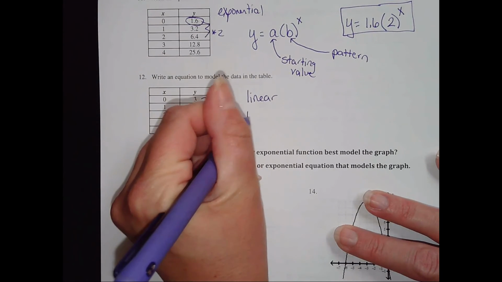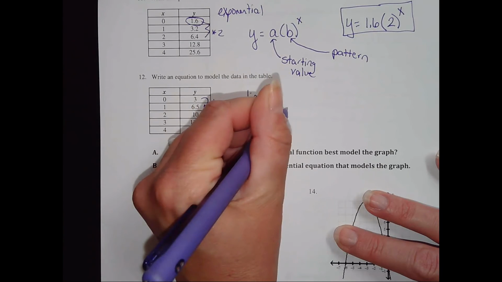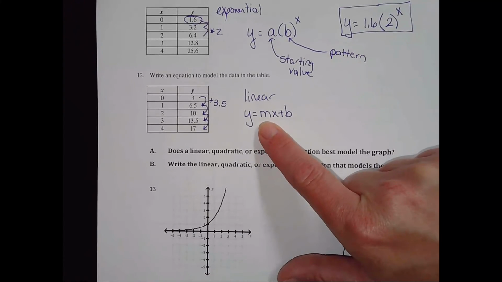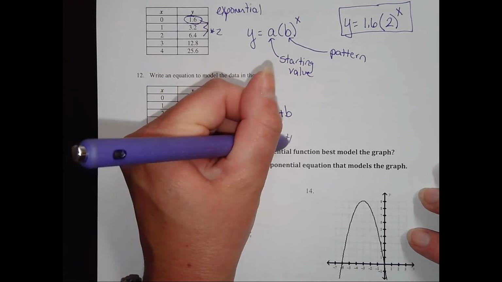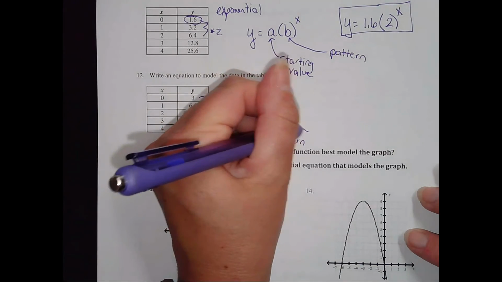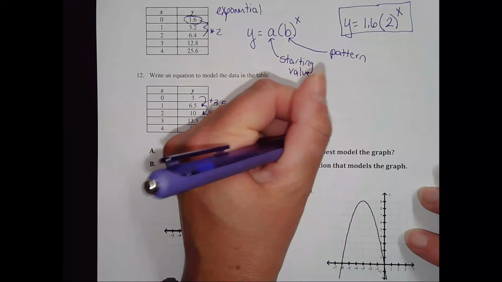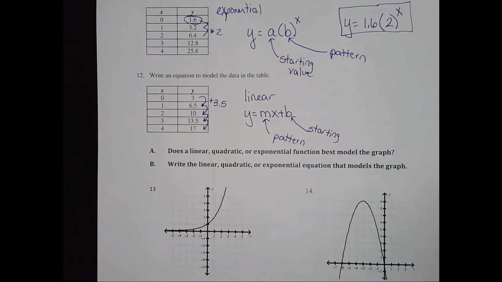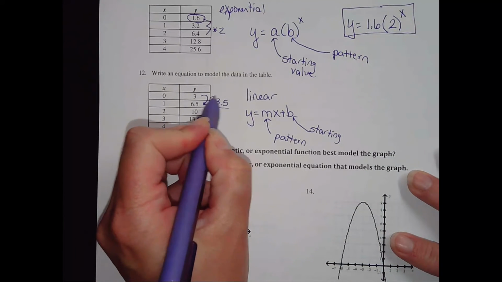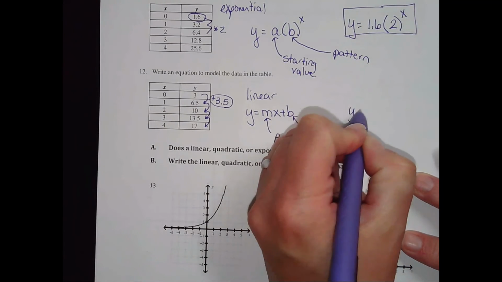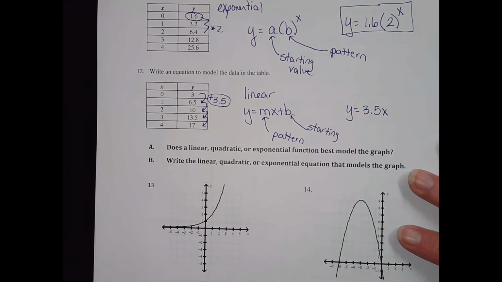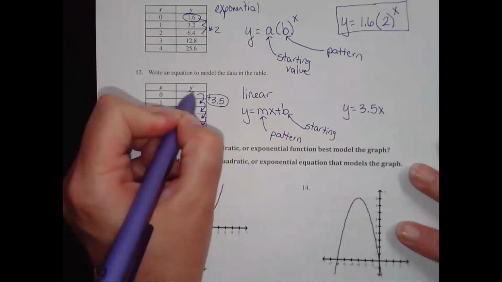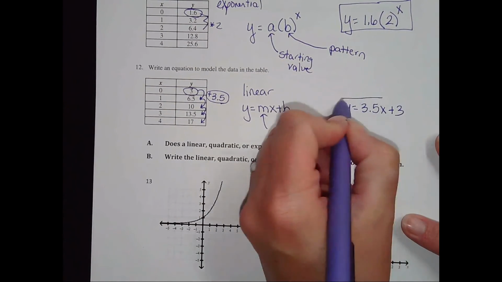The linear equation is y equals mx plus b. M is the slope, that's going to be the pattern, so m is the pattern using addition or subtraction. And then b is your starting value. Our pattern in this case is what we found right here, 3.5. So we have y equals 3.5x, and then our starting value is going to be what? 3. It's always when x is 0, so that's your starting value. So plus 3, and that's it. Leave it alone. Move on.